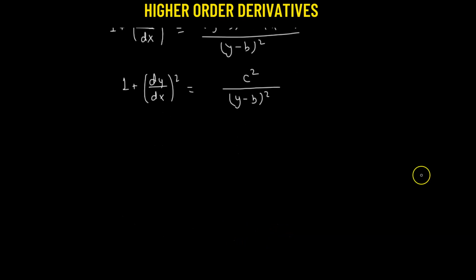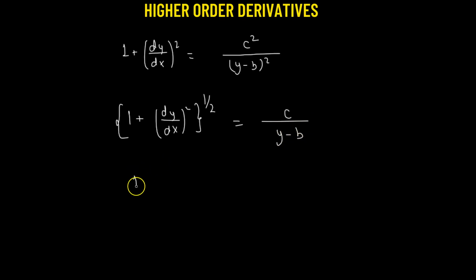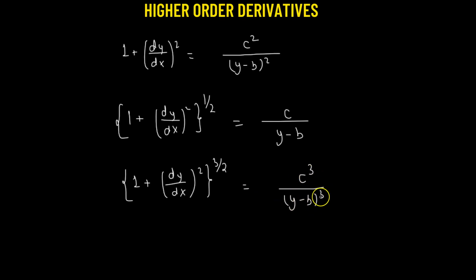Now we'll take the square root on both sides. So we have (1 plus (dy/dx) squared) whole raised to the power of 1/2. We're taking the square root, so this is going to give us c over (y − b). Then we'll cube both sides to get 1 plus (dy/dx) squared. So we are cubing it, which simply means multiplying 3 by 1/2 to give us 3 over 2. So this will be equal to c cubed divided by (y − b) cubed. We are going to label this as equation number 4.